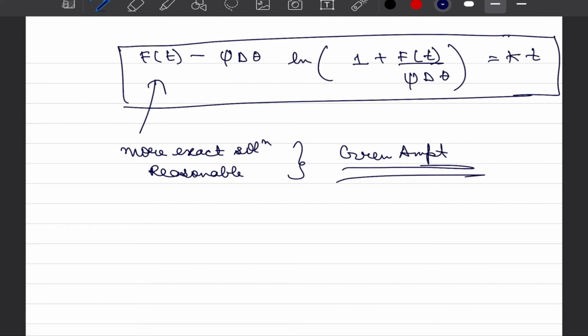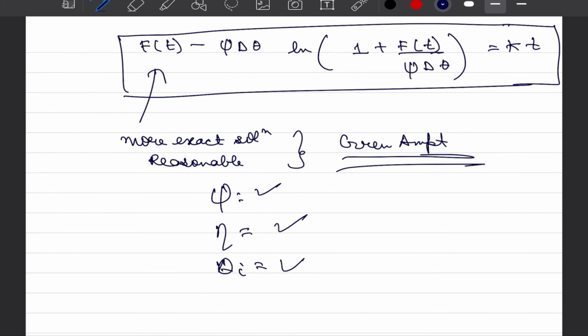Now you see that the beauty of this method is that most of these quantities are measurable. For example, suction we can measure. We can also measure porosity. We can also measure theta i, that is the initial amount of moisture that was present. And that's why we say that this model can be used in the field to come up with better approximations of the rate of infiltration.